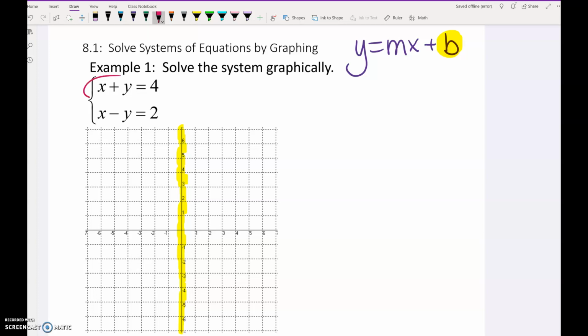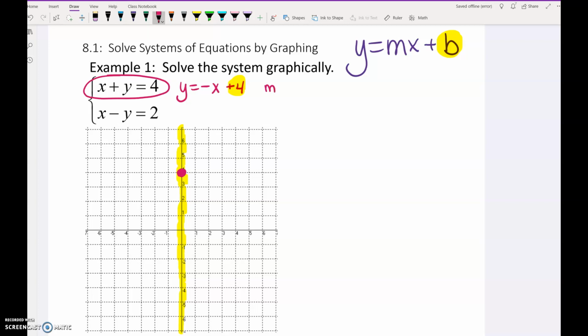So this first equation, what do we need to do to get this ready to graph? Subtract x. So y equals negative x plus 4. The 4 is where we are going to begin on the y-axis. You always start on the vertical axis.